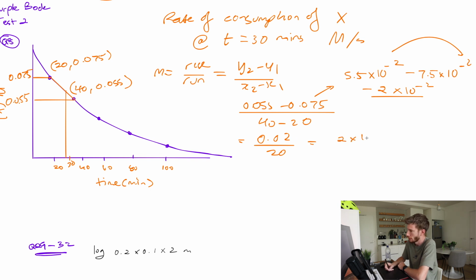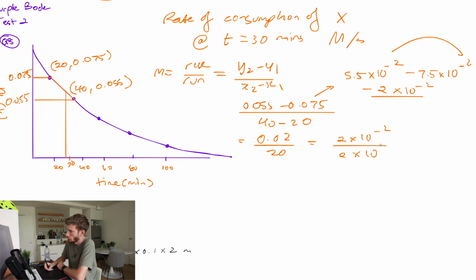If we write that as 2 by 10 to the negative 2, and we write the 20 as 2 times 10 to the power of 1, then we can see that the 2's cancel, and we end up with 10 to the negative 2 take away 1, which is 10 to the negative 3, which is the same as 1 times 10 to the negative 3, or 0.001, like that. And then from there, we look at the answers and nothing actually matches.